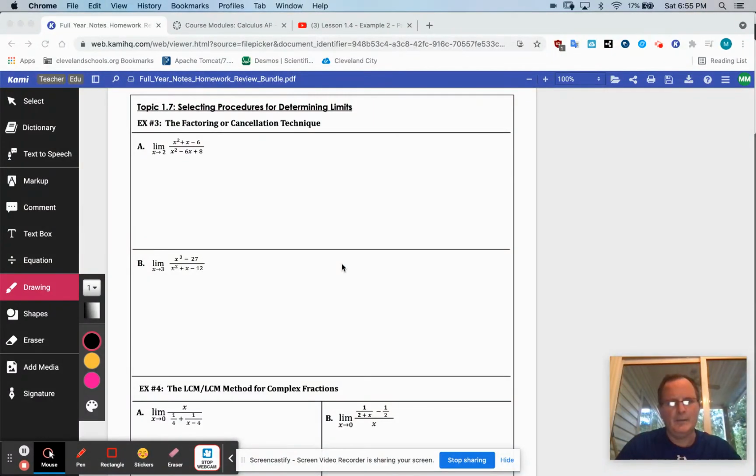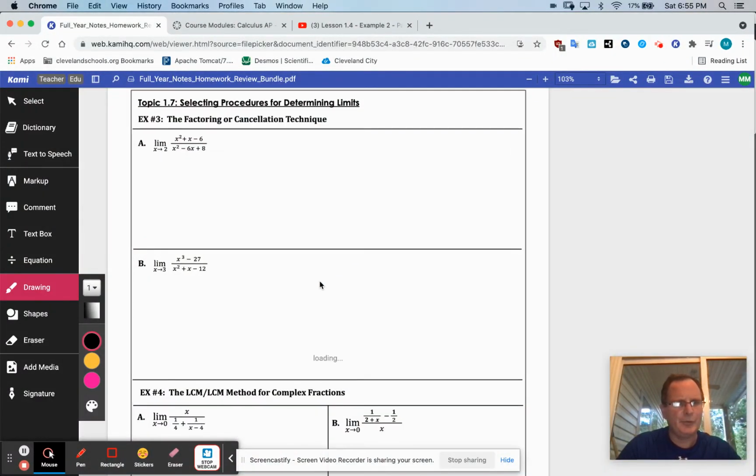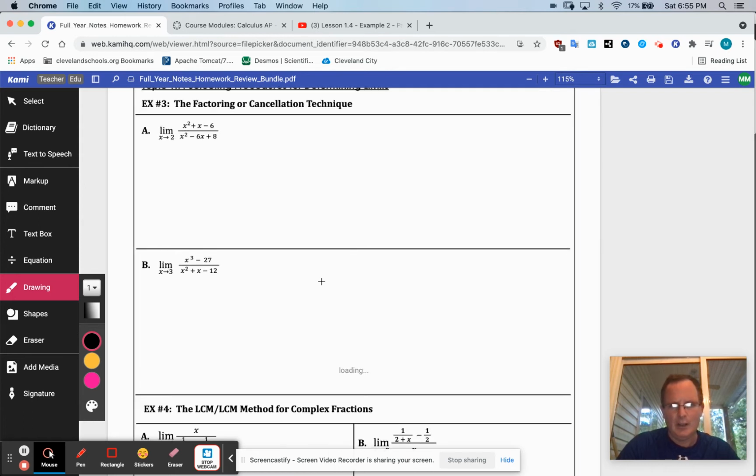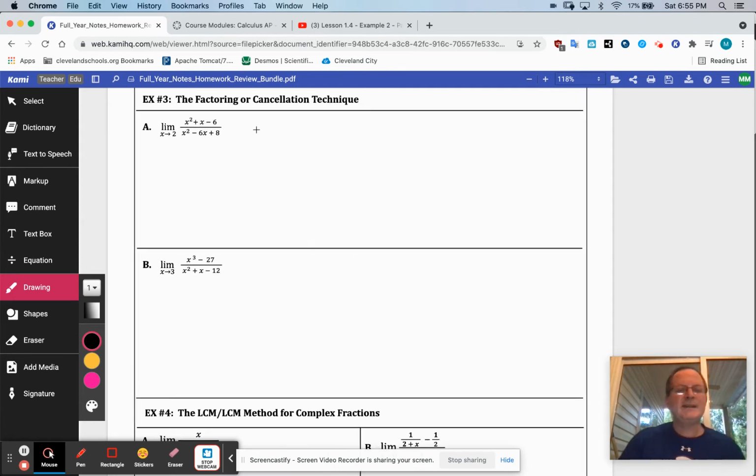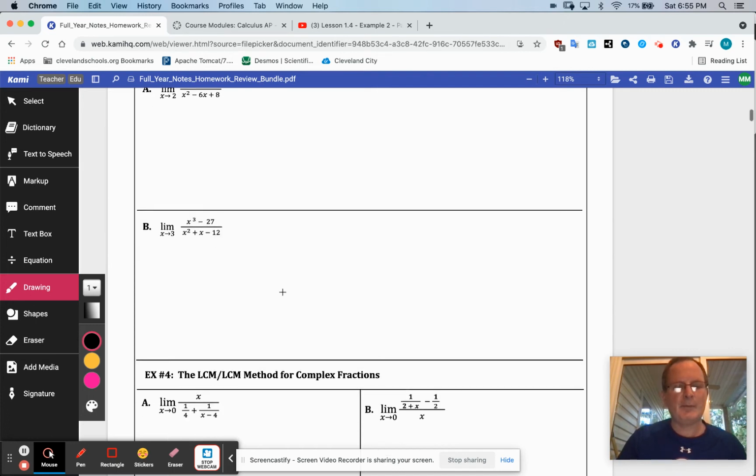Okay, guys. All right. So on example three, let's zoom in a little bit here. Example 3A, we did A in class. Yes, we looked at that one a couple of times.